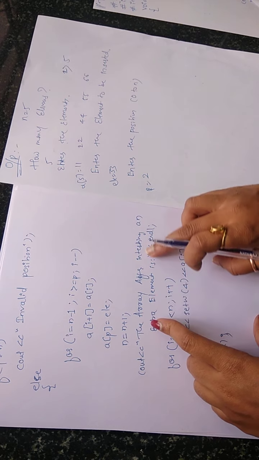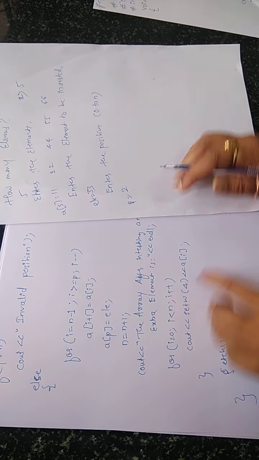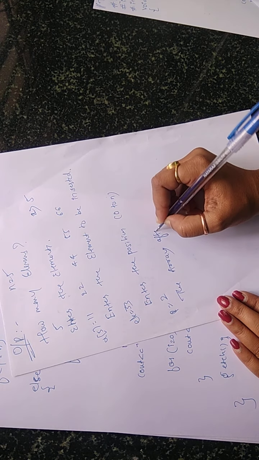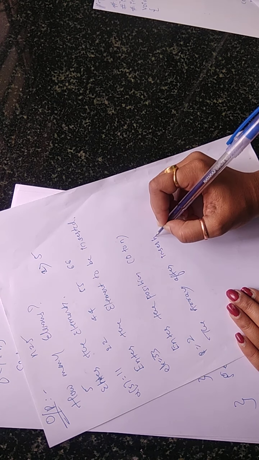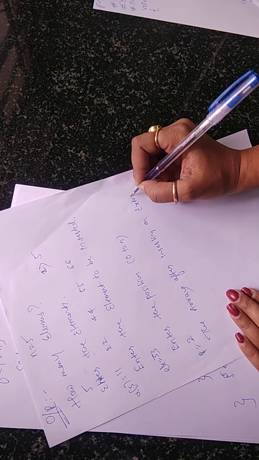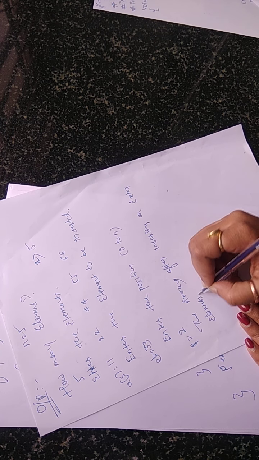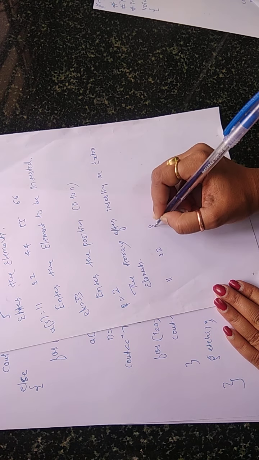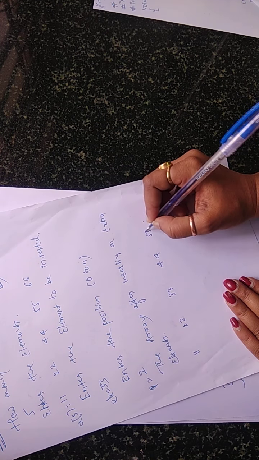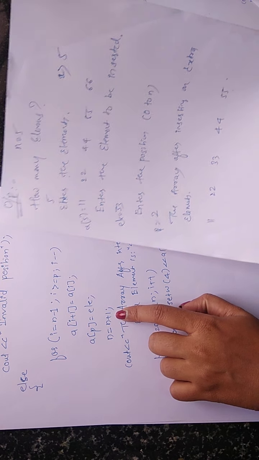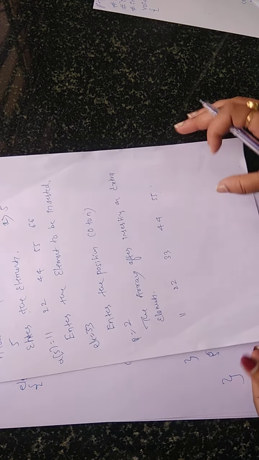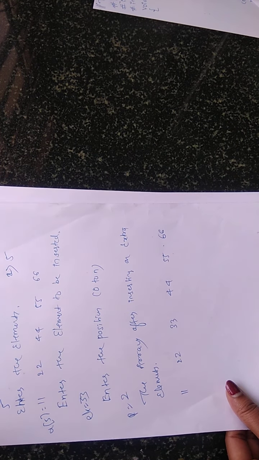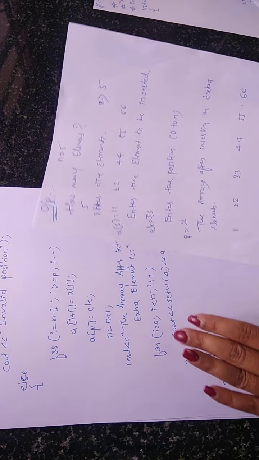After this, the message "the array after inserting an extra element" will be printed, and your array elements will be printed like 11, 22, 33, 44, 55. If you will not write this n equals to n plus 1, only these values will be printed. 66 will be skipped. If you write n equals to n plus 1, then the 66 will also be taken. Then like this your program works.